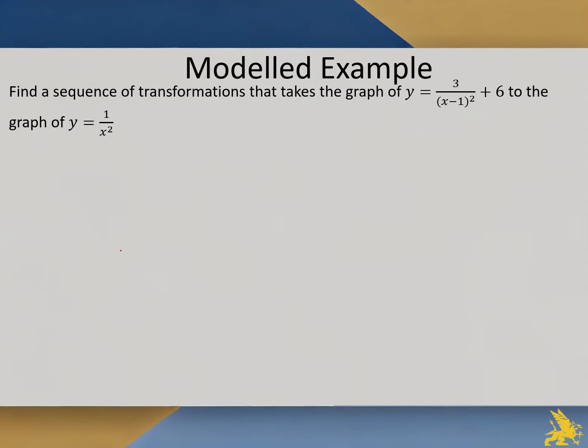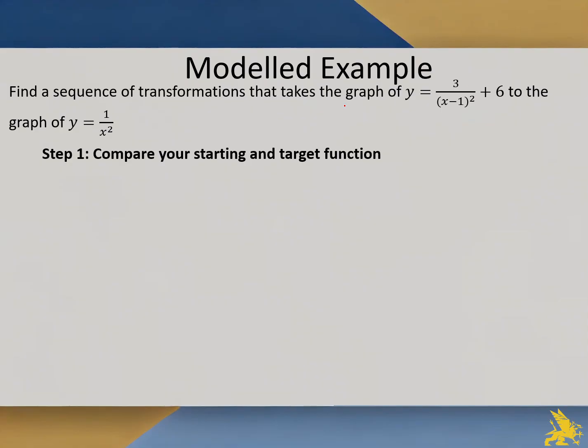Okay, find a sequence of transformations that takes the graph of y is equal to 3 over (x minus 1) in brackets squared plus 6 to the graph y equals 1 over x squared. The first thing we need to do is compare your starting and your target functions. For us to compare, we really want to look at the image. So we need to get it into the same form.